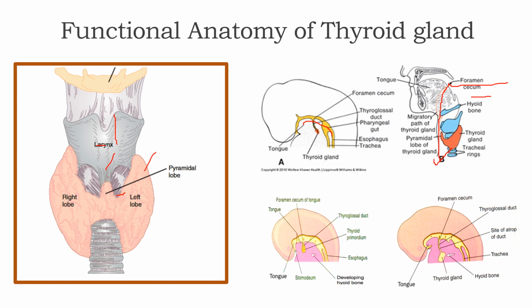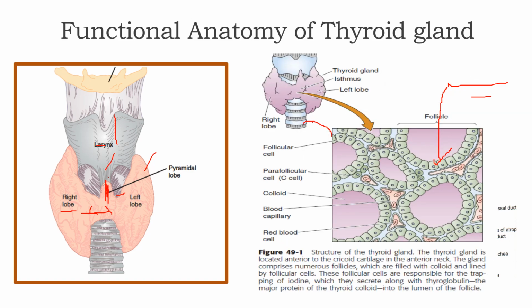Thyroid gland has two lobes, right lobe and the left lobe. They are connected by a thyroid isthmus. Sometimes there is a pyramidal lobe arising from the isthmus in front of the larynx. So this part is a pyramidal lobe. Sometimes it arises from the isthmus. The gland is well vascularized.